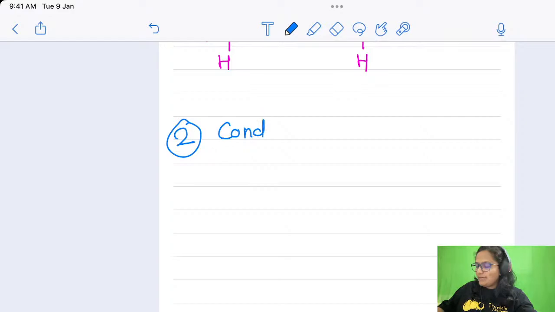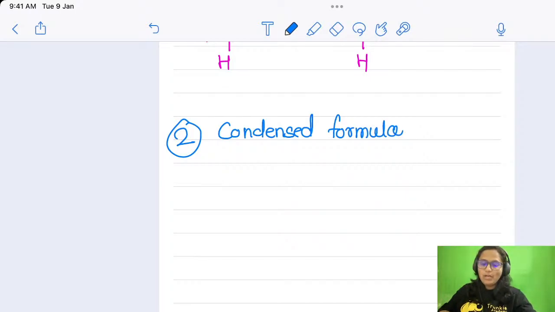What do I mean by condensed formula? Condensed means we are going to condense the structure. Instead of writing down the complete structure, we are going to make it short and sweet, right? So that is nothing but the condensed formula. It is really very easy to write down the condensed formula. For example, I'll tell you some interesting examples instead of the simple one.